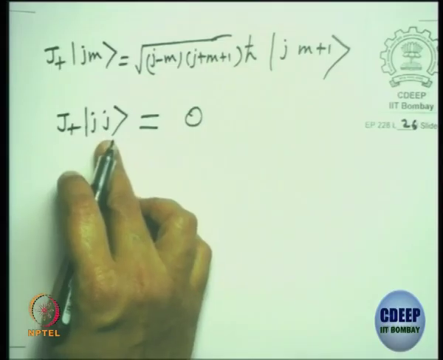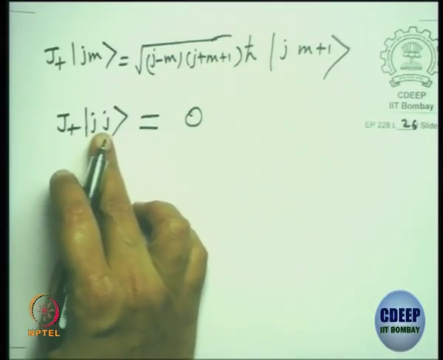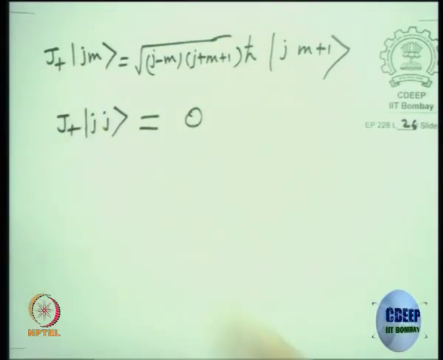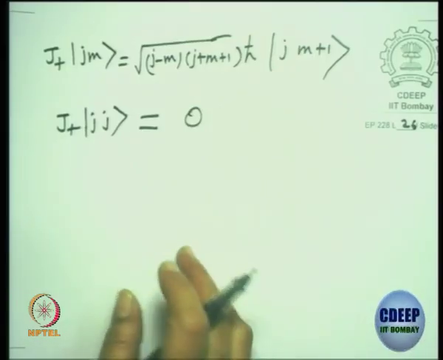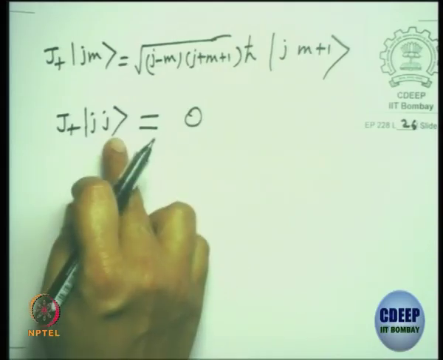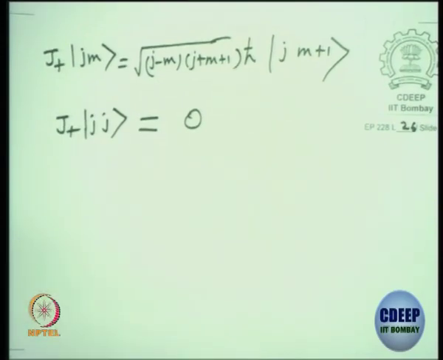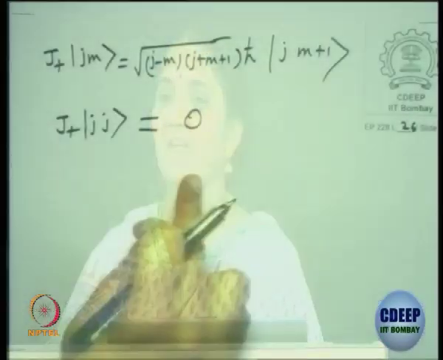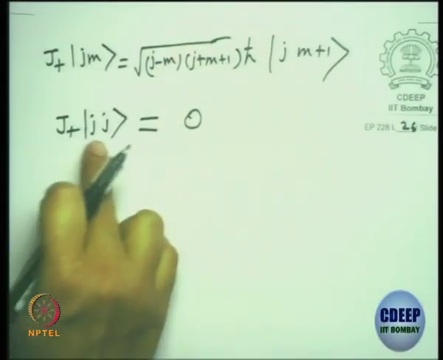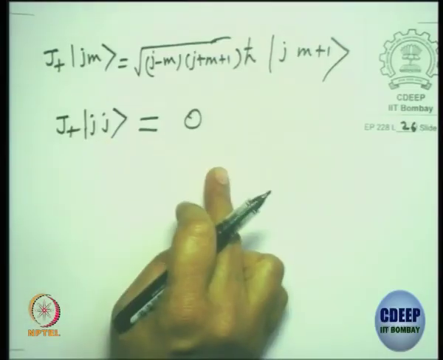Or equivalently, this is also making sure that your m doesn't go above j. Unlike your harmonic oscillator, we have an upper cutoff also. In the harmonic oscillator, there is a lower cutoff that you cannot go below 0 in the number eigenvalues, but the upper eigenvalues can go anywhere. But here you see that there is an upper bound also.